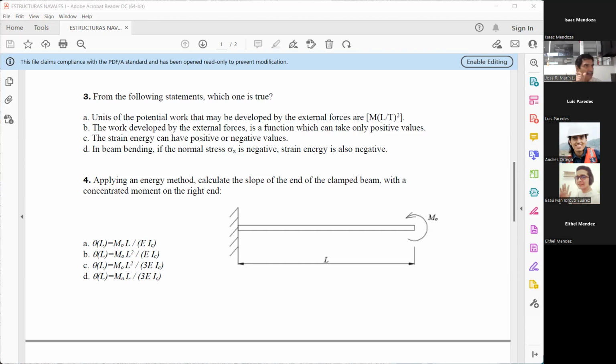So there is no shear force. If the shear force is 0, then the bending moment is constant. See? It's just a matter of thinking. Okay, let's go on.